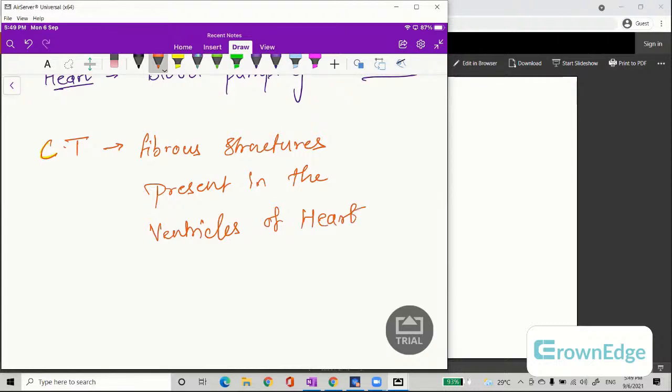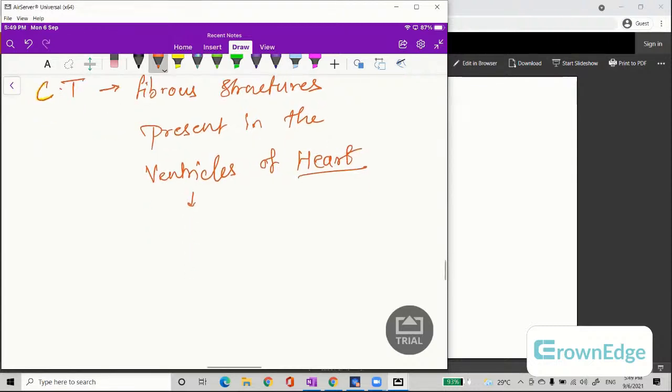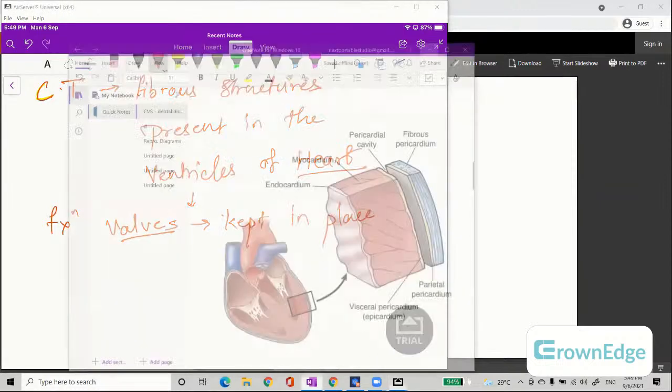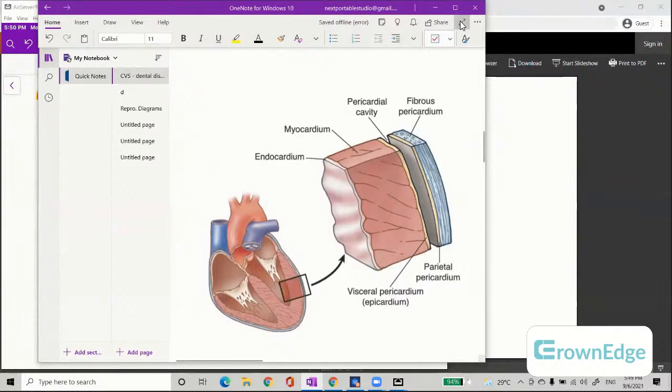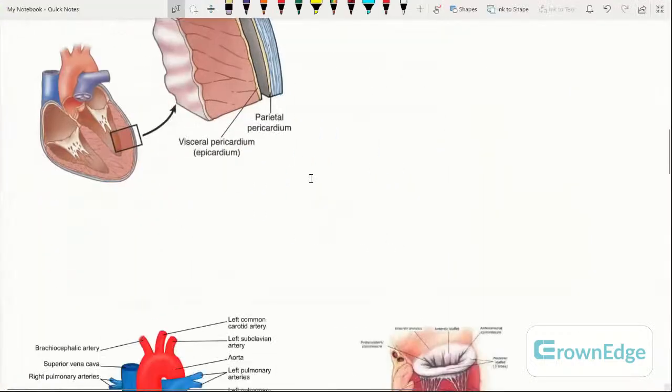For what? Remember, you do have valves, right? What is their function? We do have valves, so the valves should be kept in place, so that whenever they need to open, they should open, and whenever they need to close, they should close. To have that proper function, we do have these different chordae tendineae.